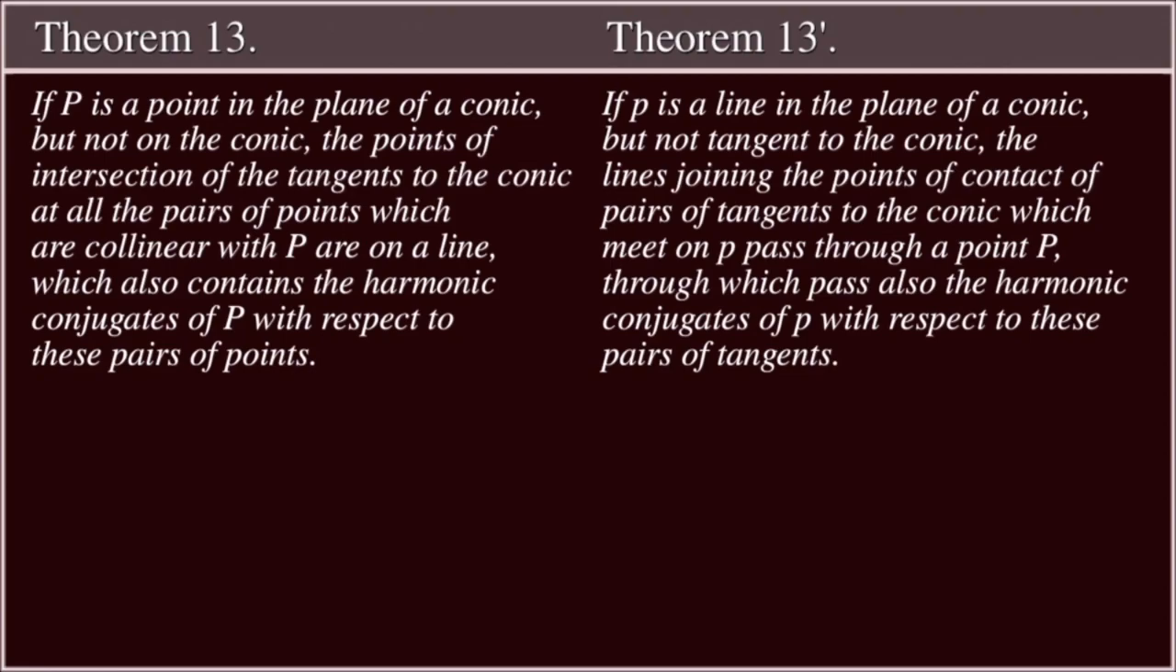Theorem 13 prime. If p is a line in the plane of a conic, but not tangent to the conic, the lines joining the points of contact of pairs of tangents to the conic which meet on p pass through a point P, through which pass also the harmonic conjugates of p with respect to these pairs of tangents.